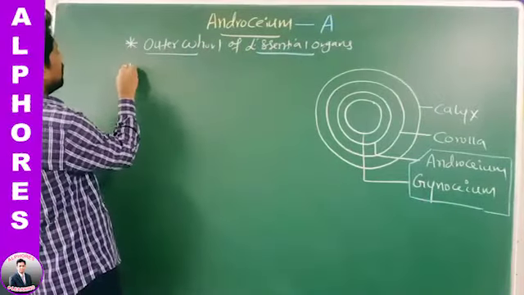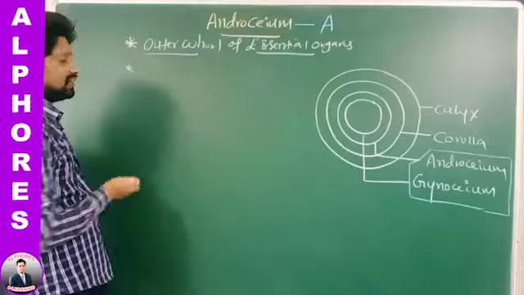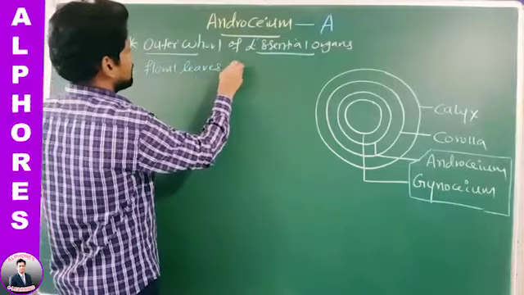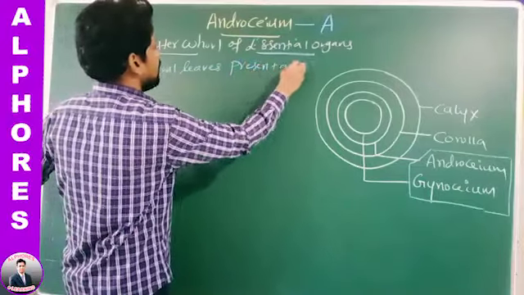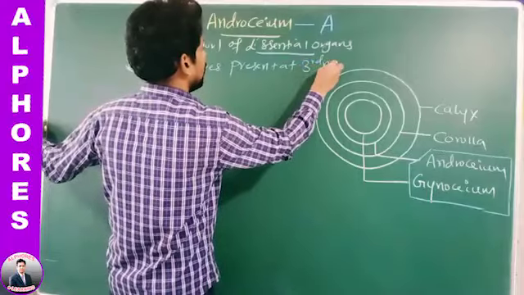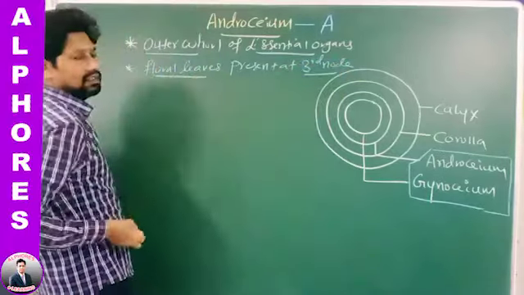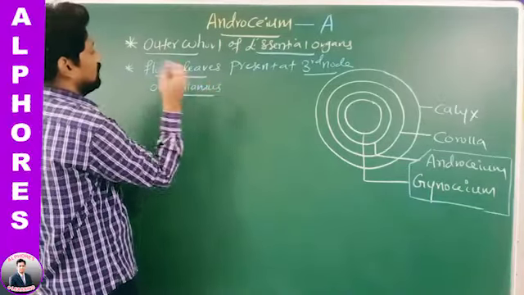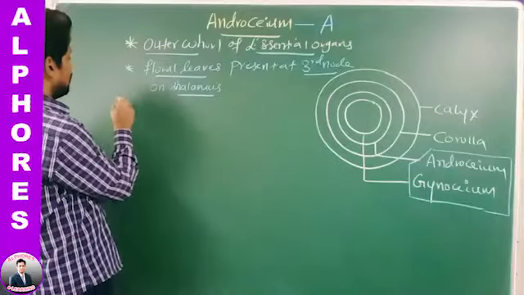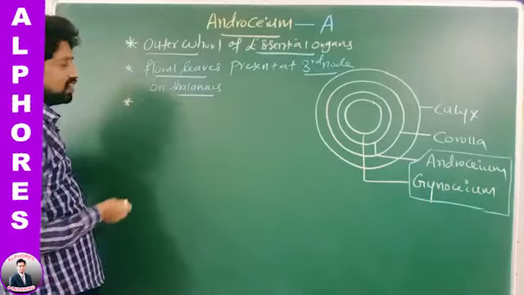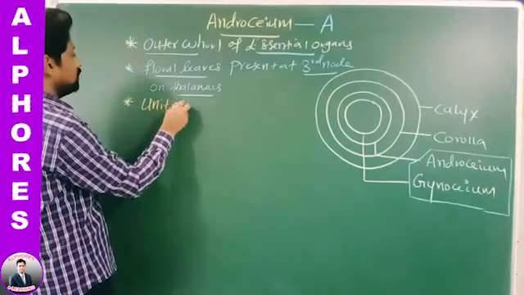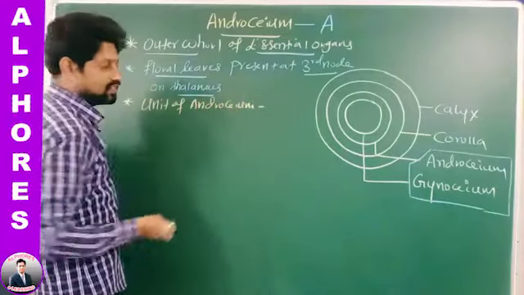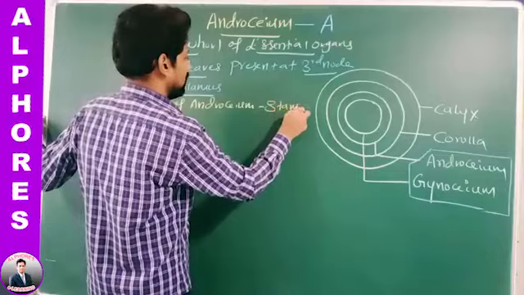Sir, these are floral leaves present at which node, sir? Third node, on thalamus. In the introduction only I told. Now, listen here. This androecium is made up of stamens. Therefore, what is the unit of androecium? Stamens.